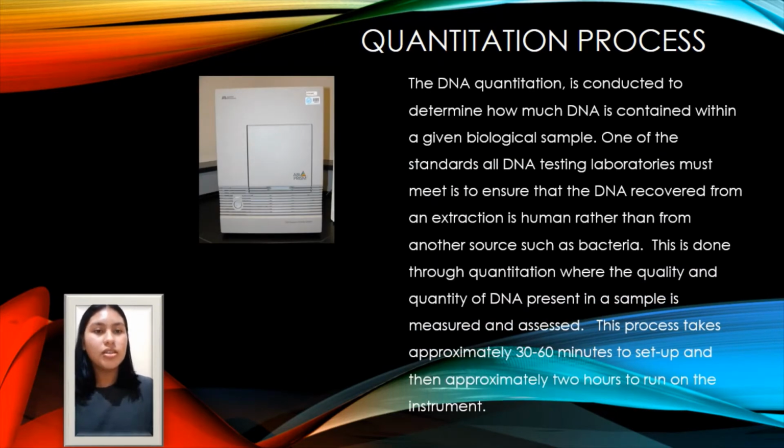DNA quantitation is conducted to determine how much DNA is contained within a given biological sample. One of the standards all DNA testing laboratories must meet is to ensure that the DNA recovered from the extraction is human, rather than from other sources such as bacteria. This is done through quantitation, where the quality and the quantity of DNA present in a sample is measured and assessed. This process takes approximately 30 to 60 minutes to set up and then approximately 2 hours to run on the instrument.